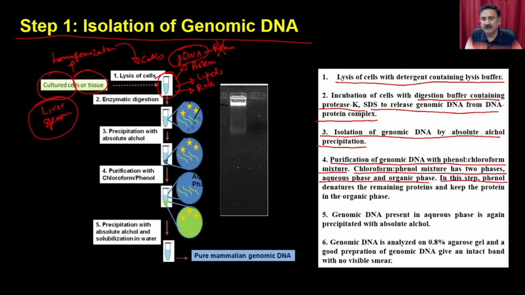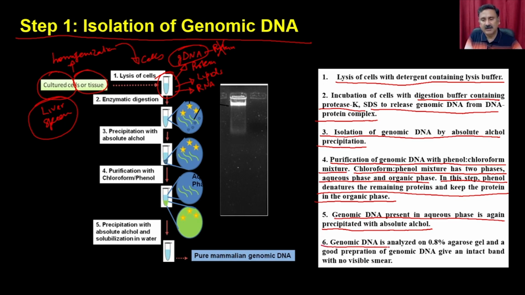In this step, the phenol denatures the remaining protein and keeps the protein in the organic phase. So protein is going to be separated out and it will go into the organic phase. The genomic DNA, the bluish colored phase that you see, is going to be isolated again, and it is going to be precipitated with the help of absolute alcohol. Now, in the last step, because it's a genomic DNA, you also have to test that the genomic DNA is perfect.